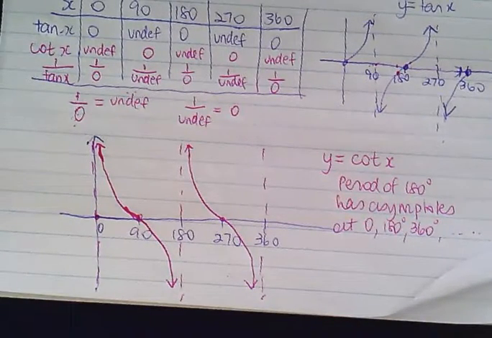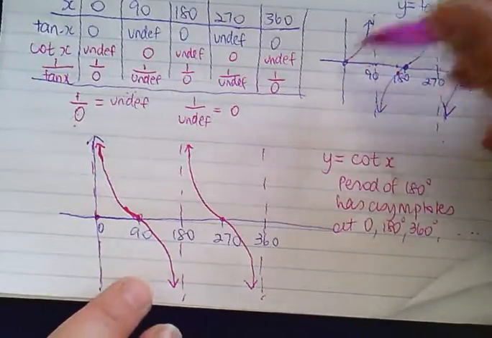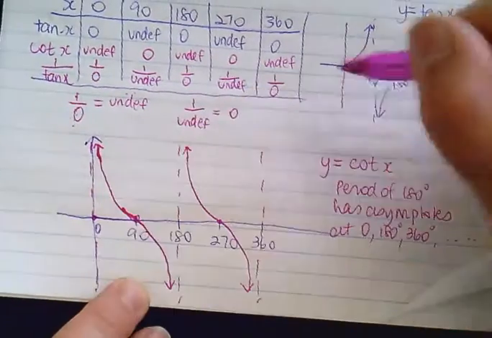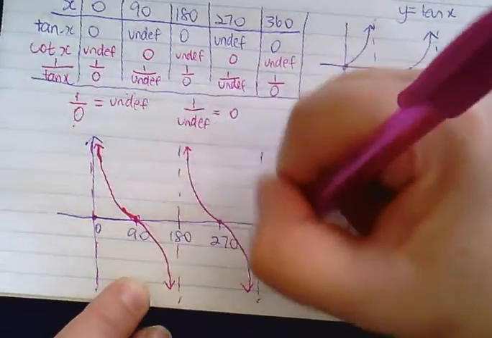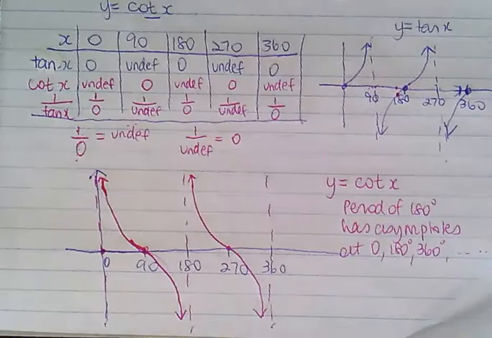And how do you remember those? 1 divided by undefined is 0. 1 divided by 0 is undefined. Okay, and if you're not sure which way it goes, 1 divided by a small positive value is a large positive value, and you know now it goes that way. Okay.